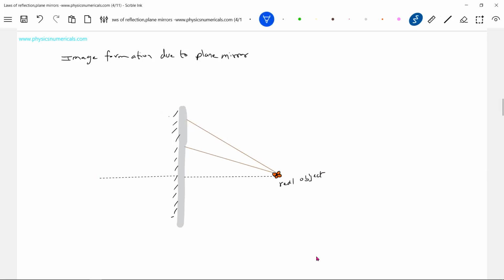let me indicate the image. The image, let me indicate by another color, or also I will take the same red color. This is a real object. And what I get is this image. Now the reflected rays, let me show by another color.